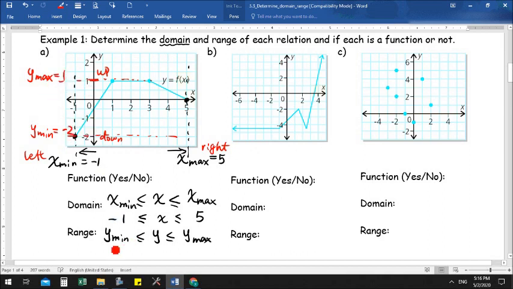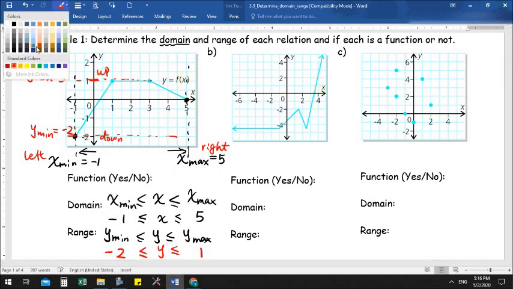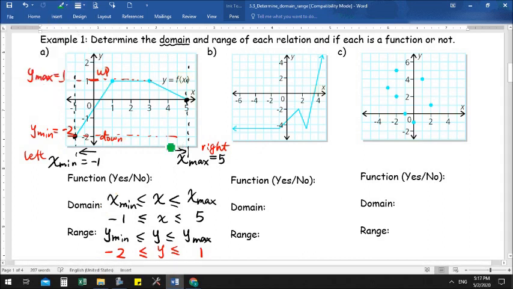So what you are going to do is just substitute minimum here, maximum here, then write less than or equal to y, less than or equal to max. Then it's done. And one more question: is it a function or relation? So use a vertical line test.